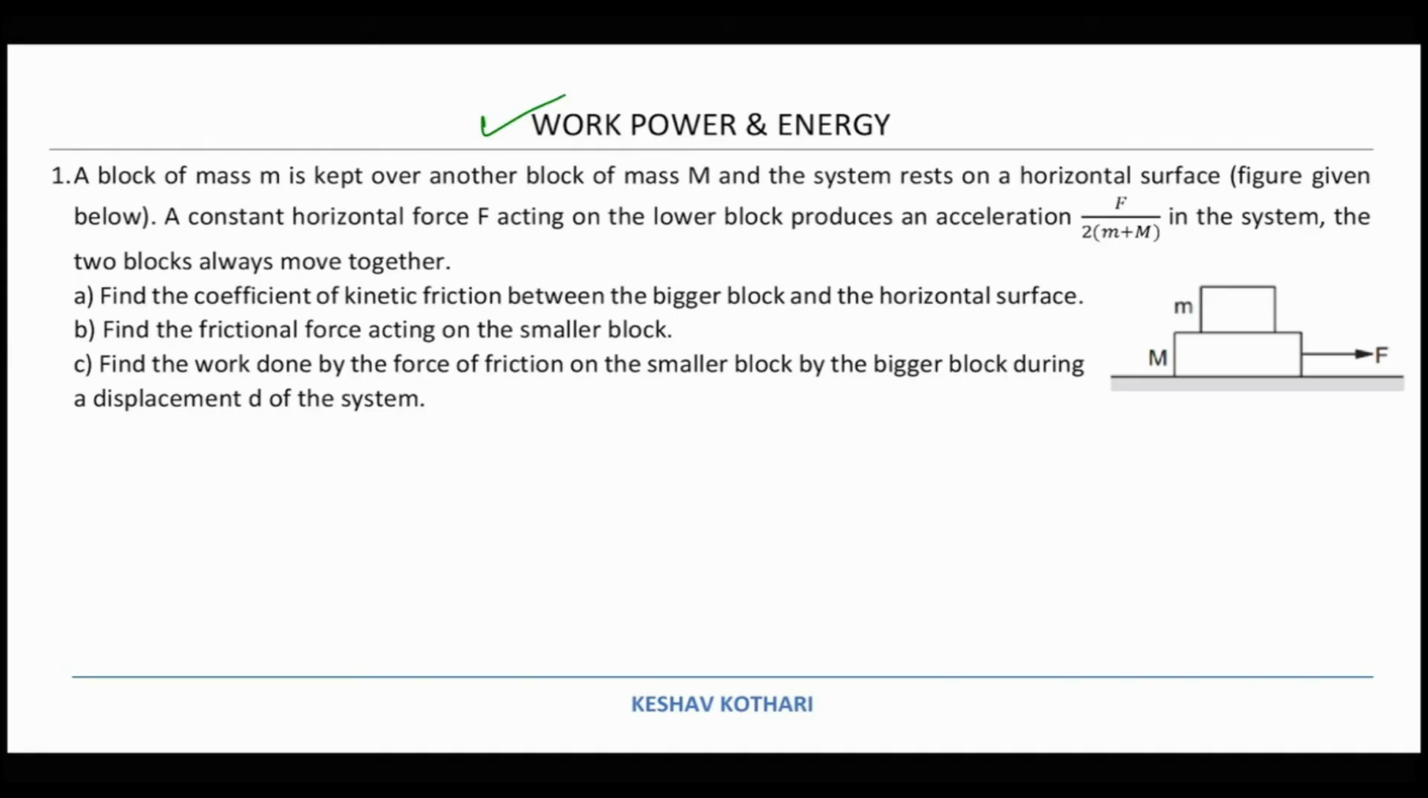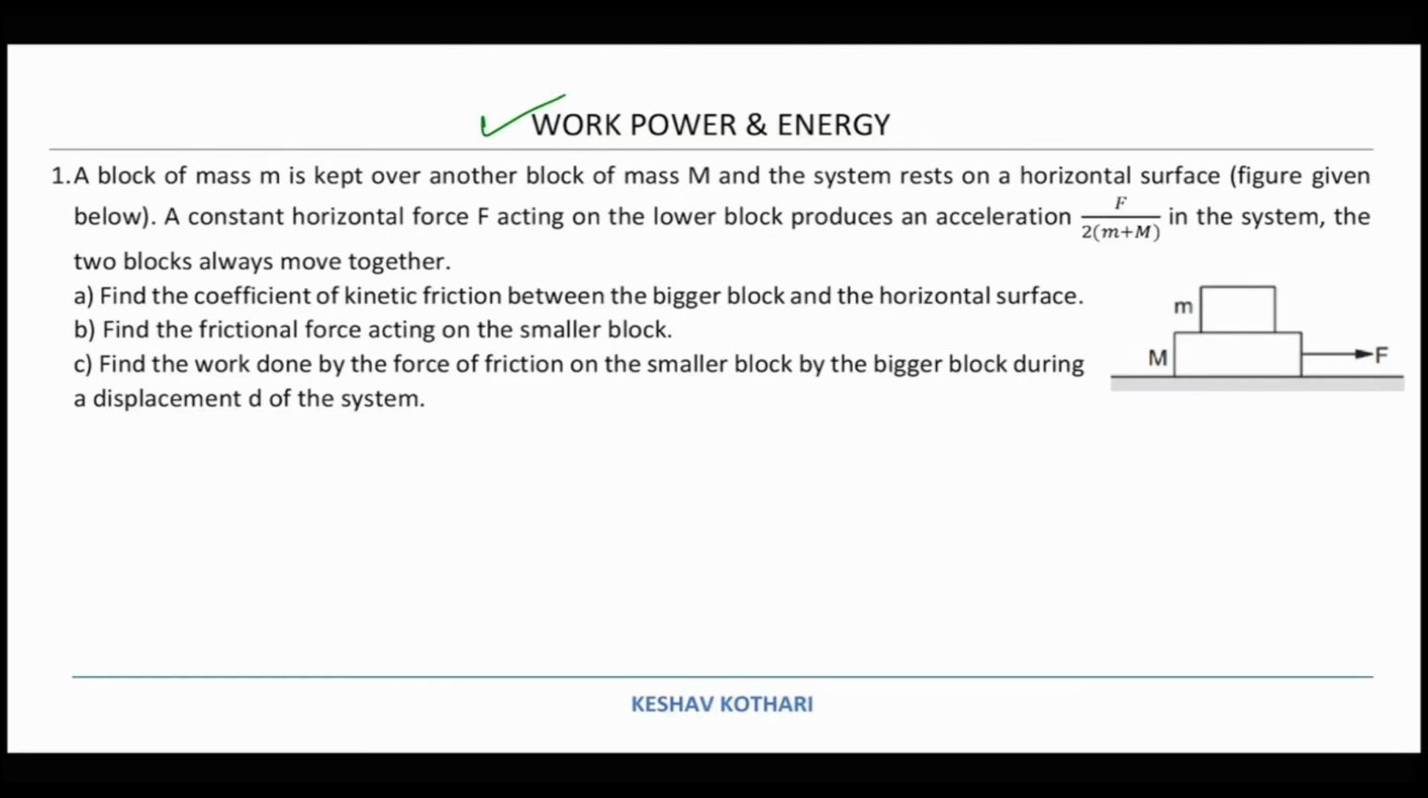A block of mass m is kept over another block of mass capital M and the system rests on a horizontal surface. A constant horizontal force F acting on the lower block produces an acceleration of F upon twice of (m plus M) in the system. The two blocks always move together. We have to find the coefficient of kinetic friction between the bigger block and the horizontal surface, the frictional force acting on the smaller block, and the work done by the force of friction on the smaller block by the bigger block during the displacement d of the system.